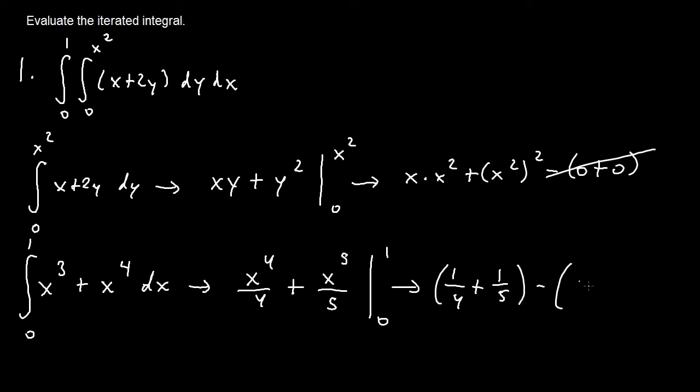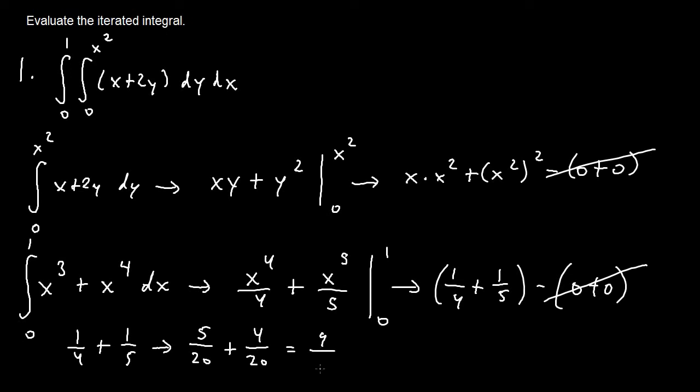0 over 4 plus 0 over 5. So that will cancel, and so we're left with 1/4 plus 1/5. Now if I find common denominators here, I can turn 1/4 into 5 over 20, and I can turn 1/5 into 4 over 20. So then when we add them, we get 9 over 20 as our final answer.